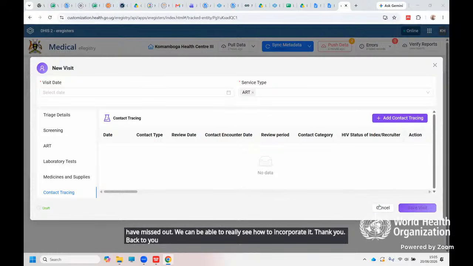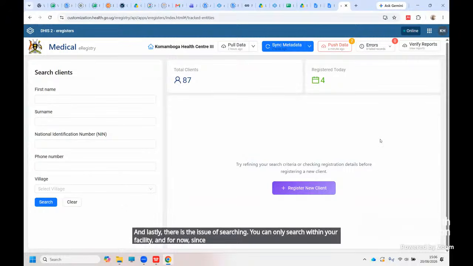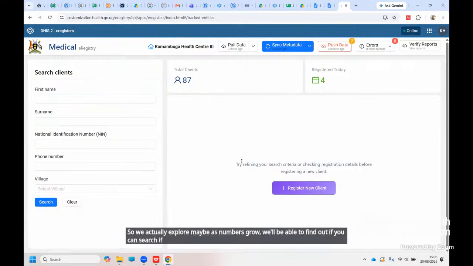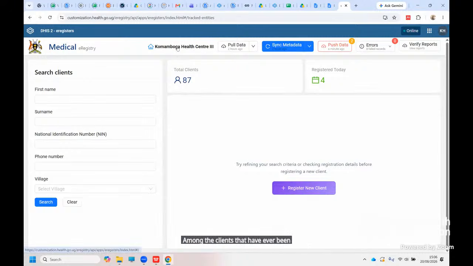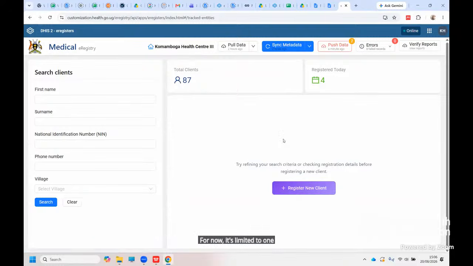Okay, lastly, there is the issue of searching. You can only search within your health facility. And for now, since we don't have numbers, you can search among all the clients ever registered against your facility. So we'll explore, maybe as numbers grow, whether searching is going to be affected. But for now, you will search among the clients that have ever been registered against that health facility or under that health facility. So for now, it's limited to one facility, where your user account is tagged to.